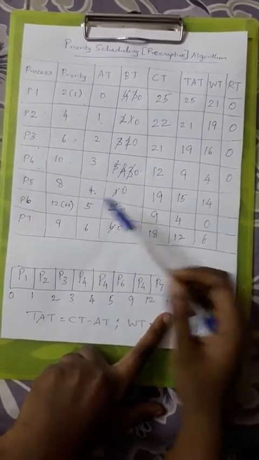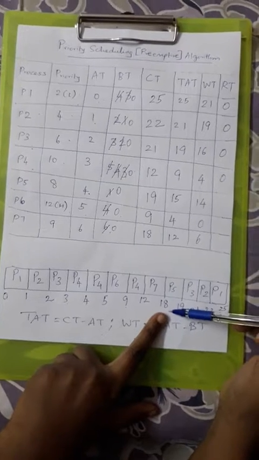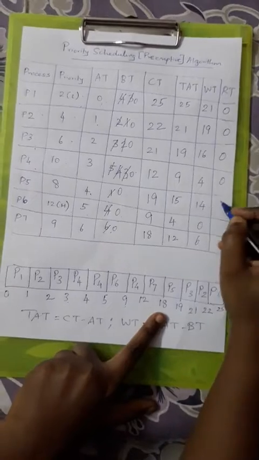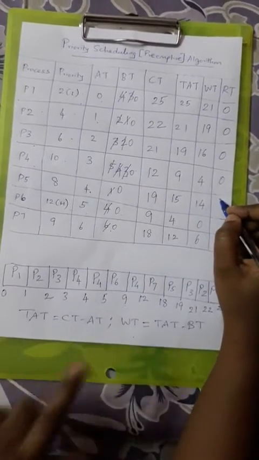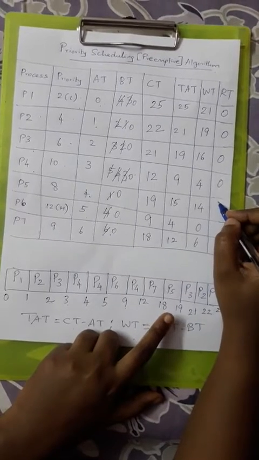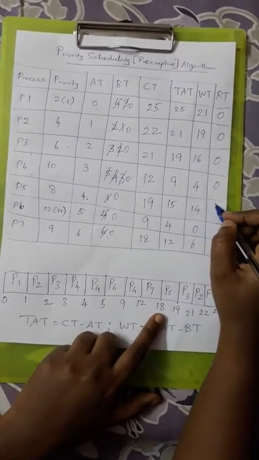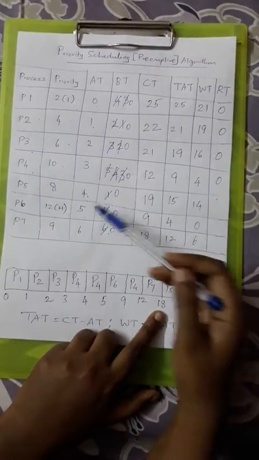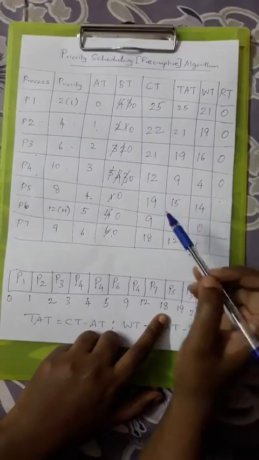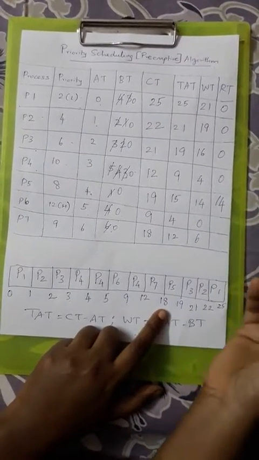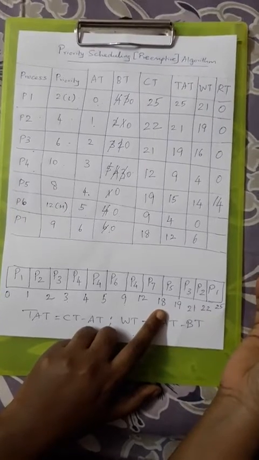That is, from the 4th to the 18th millisecond, the process has waited for its execution. So, the response time is 4 to 18. P5 got its first response at the 18th millisecond and it arrived at the 4th millisecond. So, 18 minus 4, 14 milliseconds is the response time of process P5.